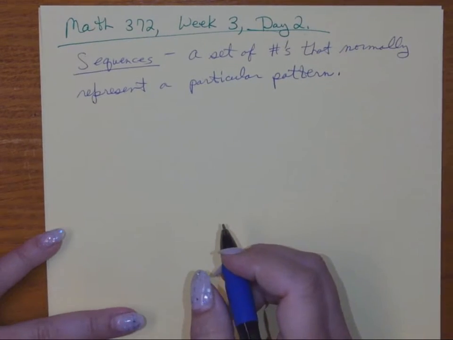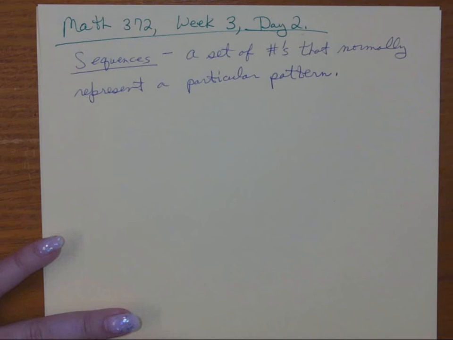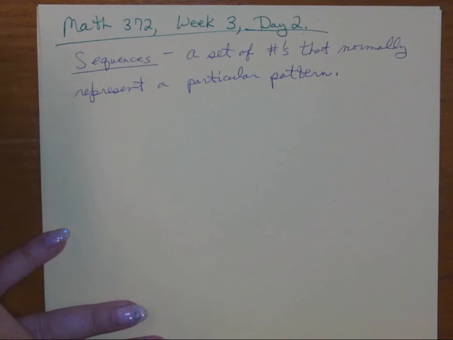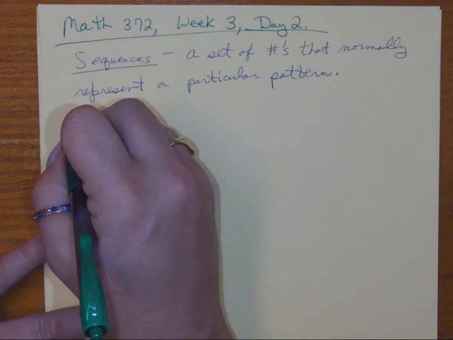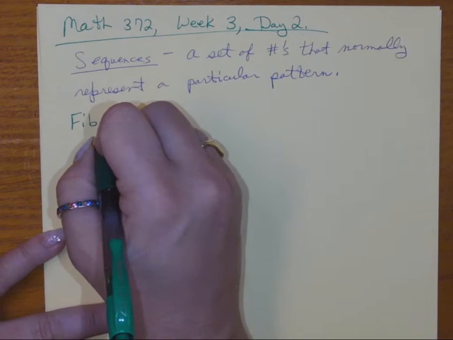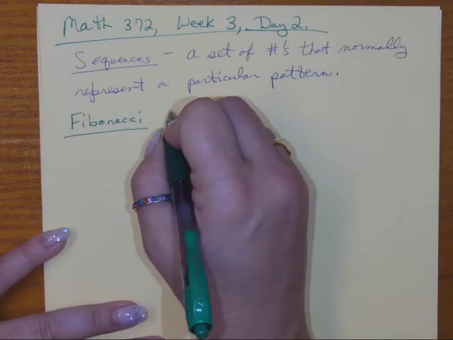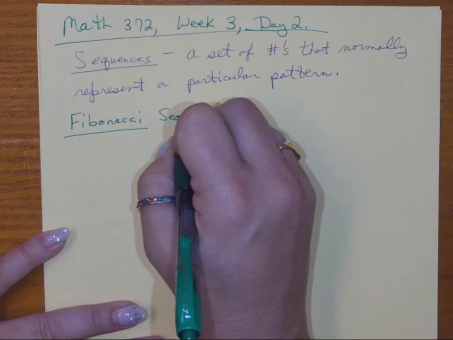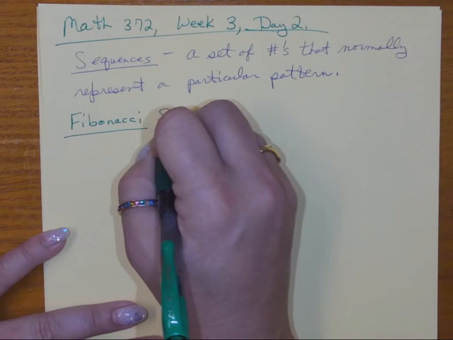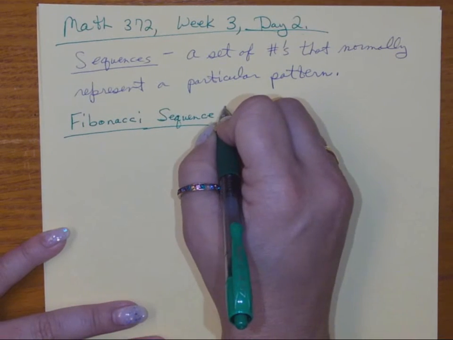We can do one. For instance, there's the Fibonacci sequence. Everybody's heard about that one before, Fibonacci. If you haven't heard about the Fibonacci sequence, oh, you should take my math history class. So there. We talk all about Fibonacci in there.